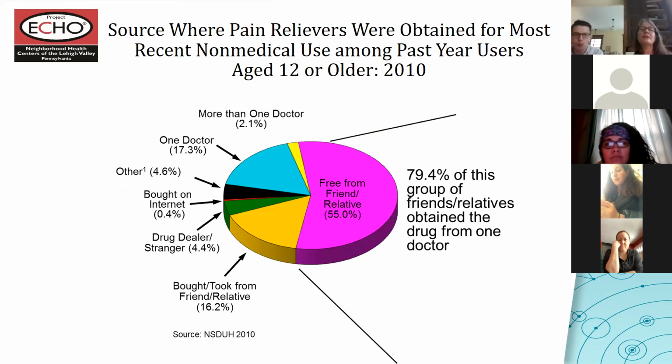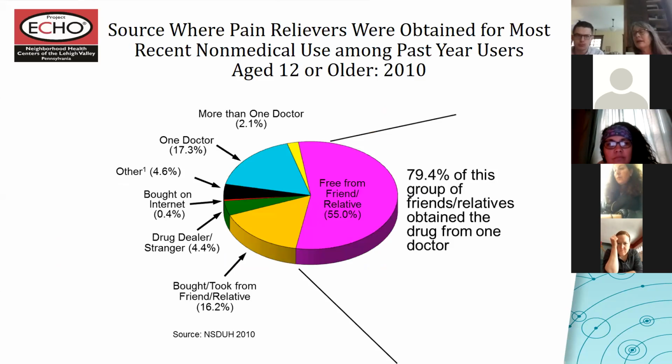The interesting questions are, where are the prescription pain medicines coming from, and where are most of the non-medical use reported for past users who are age 12 and older? This is older information, but I'm not sure that this has actually changed all that much. This is of the medications that have been diverted and are used non-medically, where did they come from? And a large amount of it, huge, is from friends or relatives.